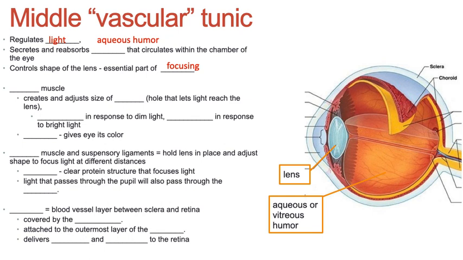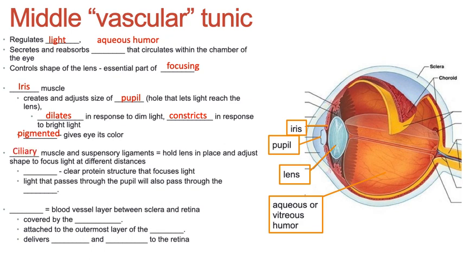So the middle tunic is going to include the iris, which is a muscle, okay, and that's shown here in the image. So the iris creates and adjusts the size of the pupil, which is shown there in the middle. So the iris is around, this is that pigmented part of our eye that gives us our eye color, and it surrounds the pupil. So it's going to dilate in response to dim light and constrict in response to bright light. And then, of course, it's pigmented, which is what gives us our eye color.